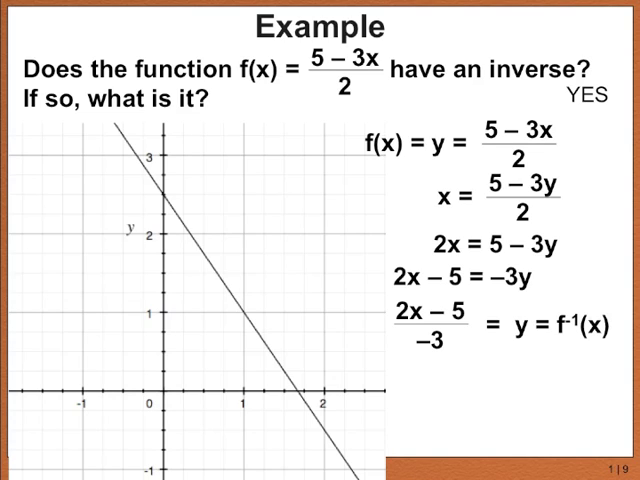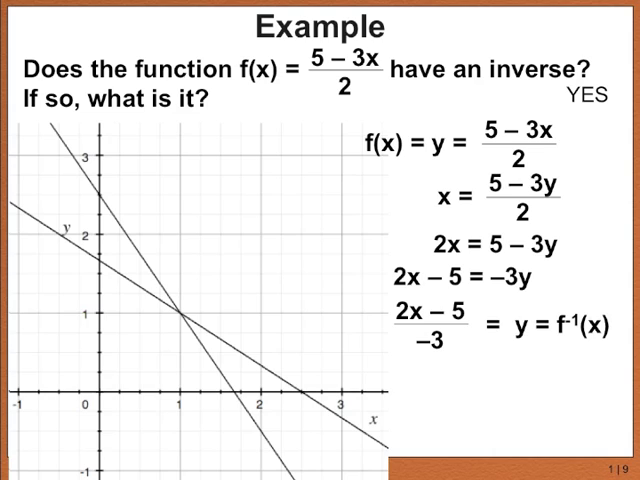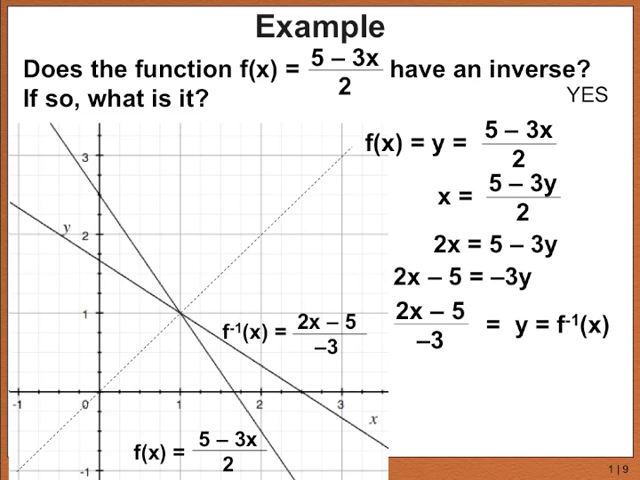Alright, so putting those graphs on the same set of axes, this is what it looks like. We have our function f of x equals 5 minus 3x over 2. We have its inverse, f inverse x equals 2x minus 5 over negative 3, which we've calculated. And again, we can clearly see the symmetry. We can clearly see that these two graphs are symmetric about the line y equals x.